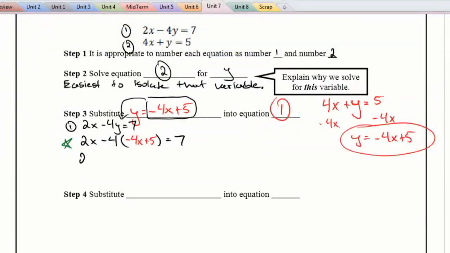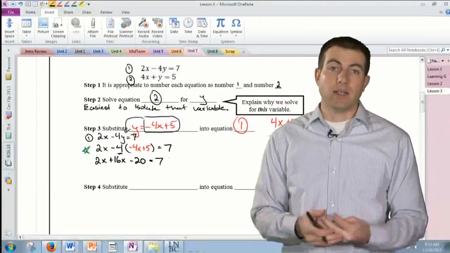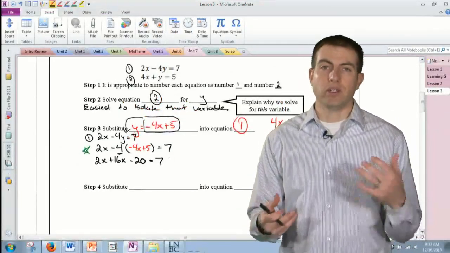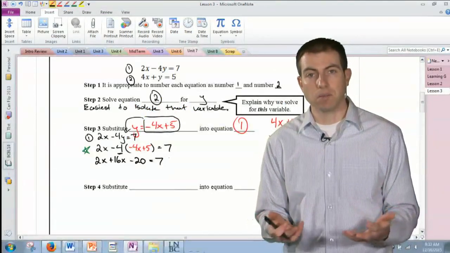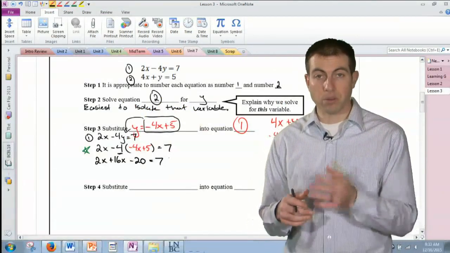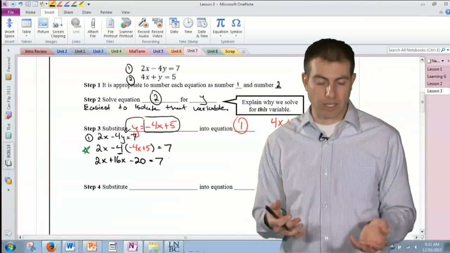So I'm going to leave this 2x, and what I'm going to do is multiply this negative 4 through the brackets. So negative 4 times negative 4 is going to give me 16x. And then negative 4 times 5 is going to give me negative 20 is equal to 7. So before I can combine like terms, I have to expand. If you think about BEDMAS, I have to do my multiplication before I can do my addition and subtraction. Now that I've multiplied that 4 through the brackets, now I can combine my like terms.